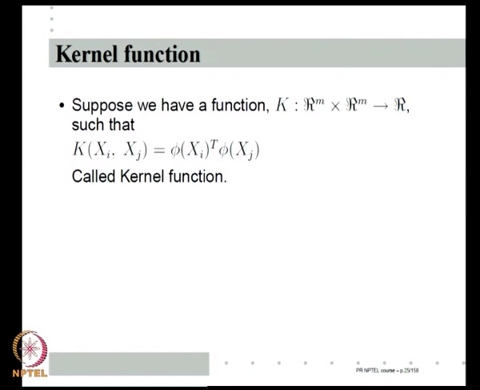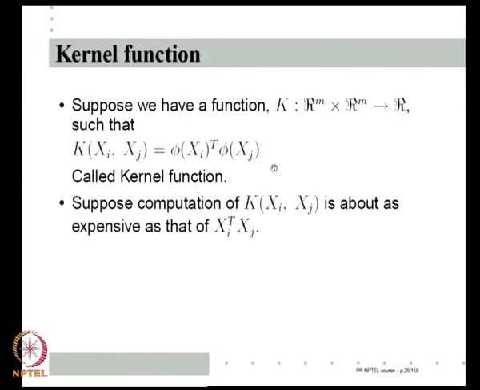This is what we said last time. Suppose there is a function k that takes two m dimensional vectors and gives me a real number, so that k of xi, xj is phi of xi transpose phi of xj, that is, zi transpose zj. We call such a function a kernel function. What do we mean by there is such a function? Of course, there is such a function. If you give me phi, I can define k of xi, xj to be phi of xi transpose phi of xj.